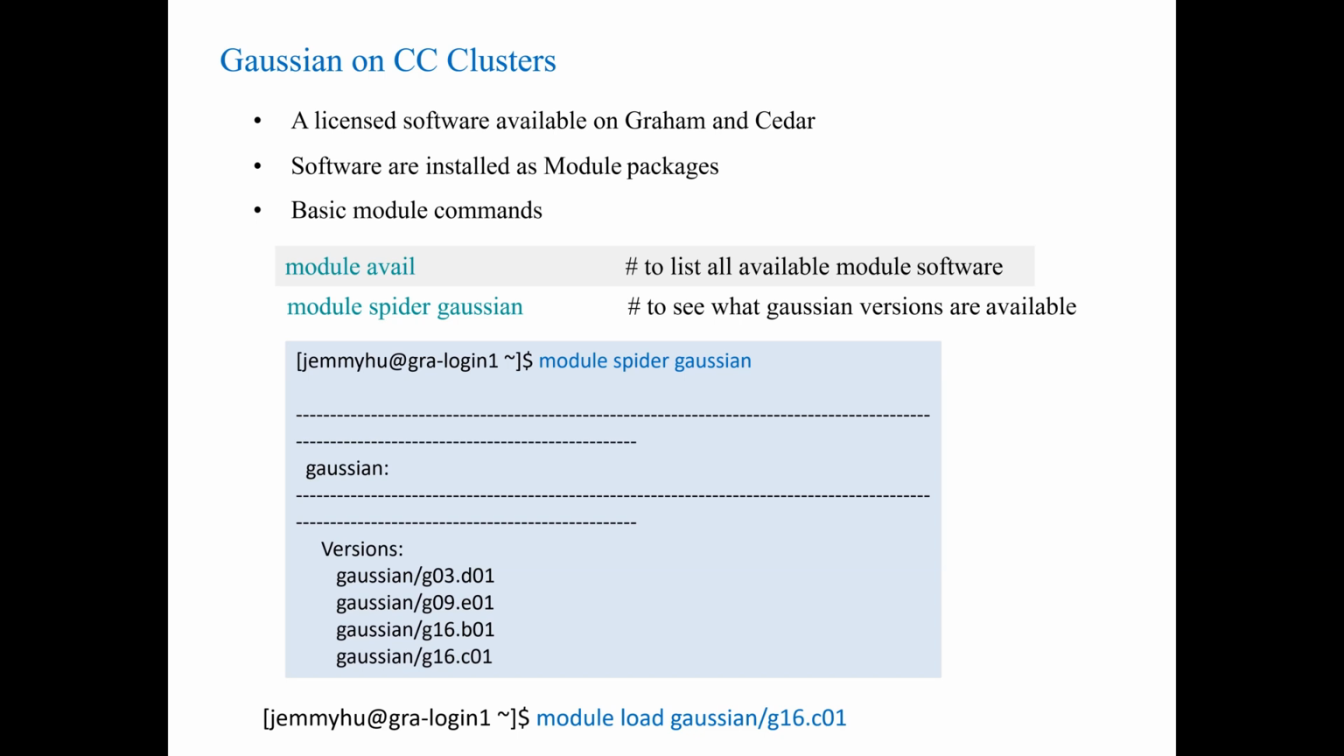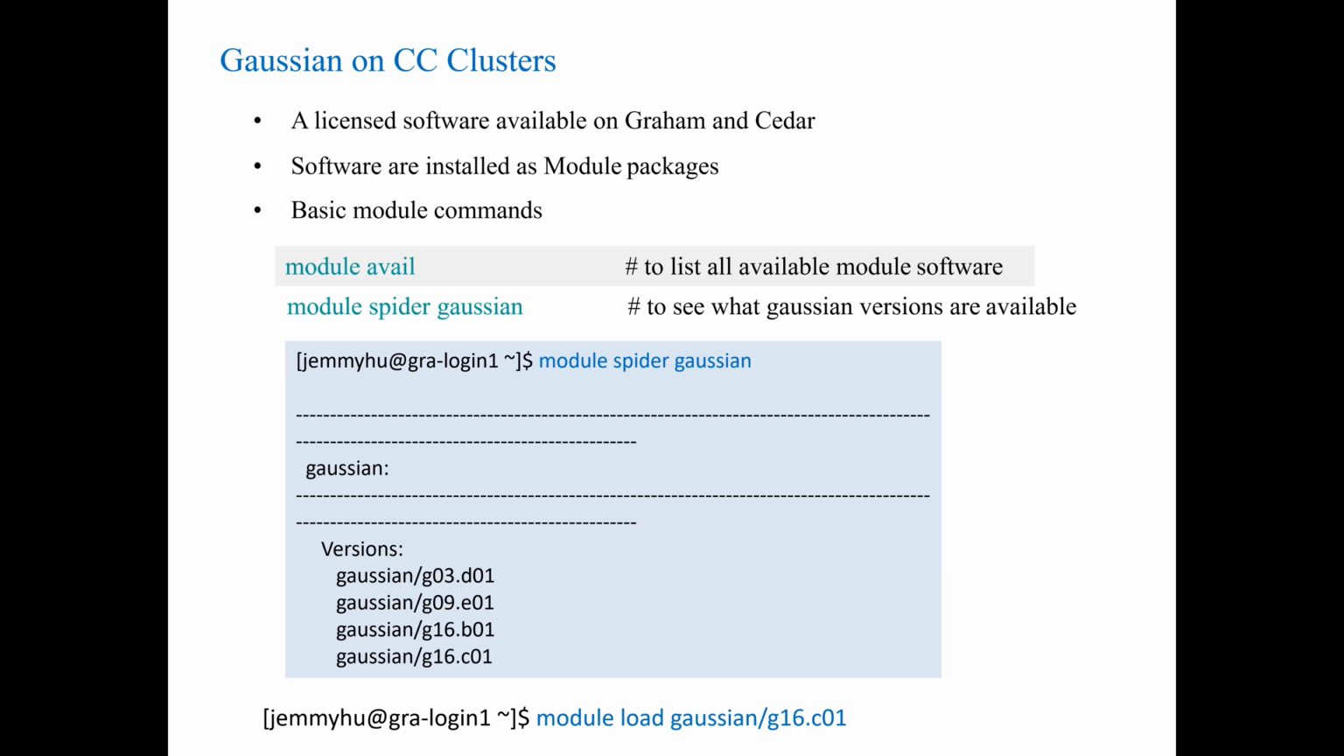Software is installed as a module package, like all other software installed in a common place. The basic command we use is the module command. If you use module avail, you can see all the software available on the cluster. And you can use module spider with the software name, like Gaussian, and you can find what's available on the clusters. Right now, you can go to either Graham or Cedar. They're exactly the same installations. It's basically a copy of each other.